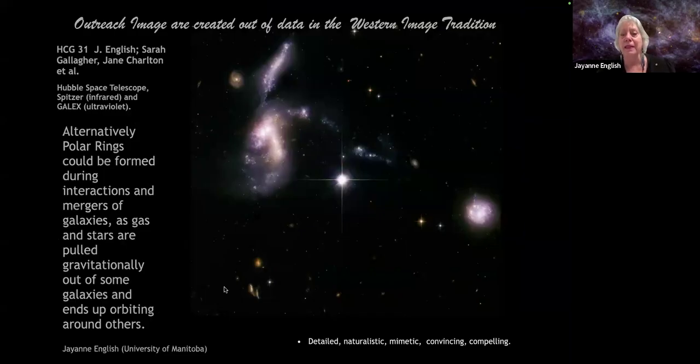However, there's another way that these polar rings could form. So if you have a group of galaxies or pairs of galaxies, they feel the gravitational pull of each other, they interact and merge together. And when this happens, tidal effects occur. And the stars and the gas are gravitationally pulled out of some of the galaxies and end up orbiting around other galaxies. Perhaps it's a combination of the two, where we have some gas flowing in to galaxies that are interacting and merging together. And so that's a question to be explored. Maybe some of you will find it interesting and turn that into your research with time.